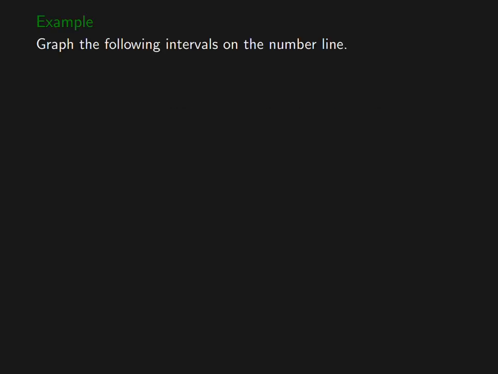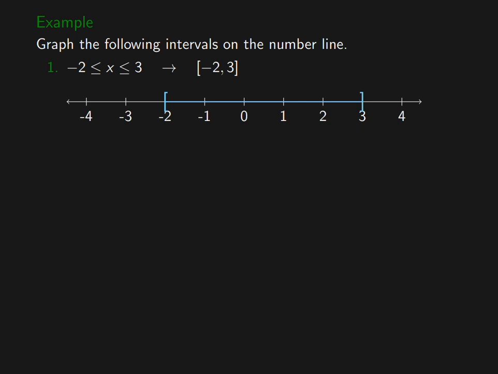So let's graph these intervals on the number line, and we use the same notation. What about the inequality minus 2 less than or equal to x less than or equal to 3? As a reminder, both minus 2 and 3 are solutions to this inequality, and we use a left bracket and a right bracket. On the number line, we use the same notation. We draw a left bracket on minus 2 and a right bracket on 3, and we shade the region in between.